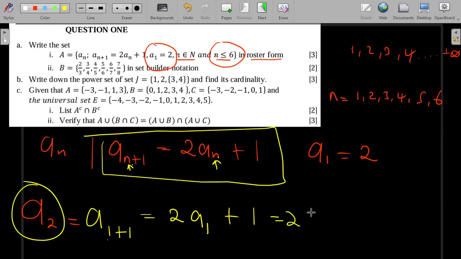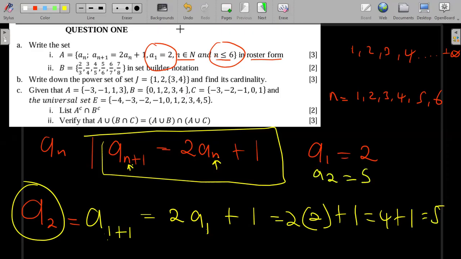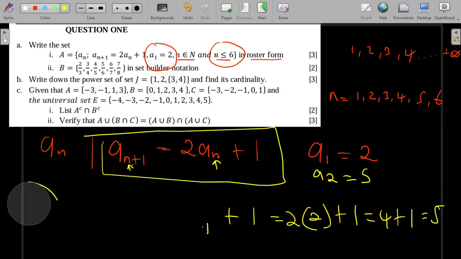So it will be 2 multiplied by A_1. We know that A_1 is 2, and then plus 1. So this will just be 4 plus 1, which will give us 5. So it means that my A_2 we found is 5. Okay, let's find our A_3.